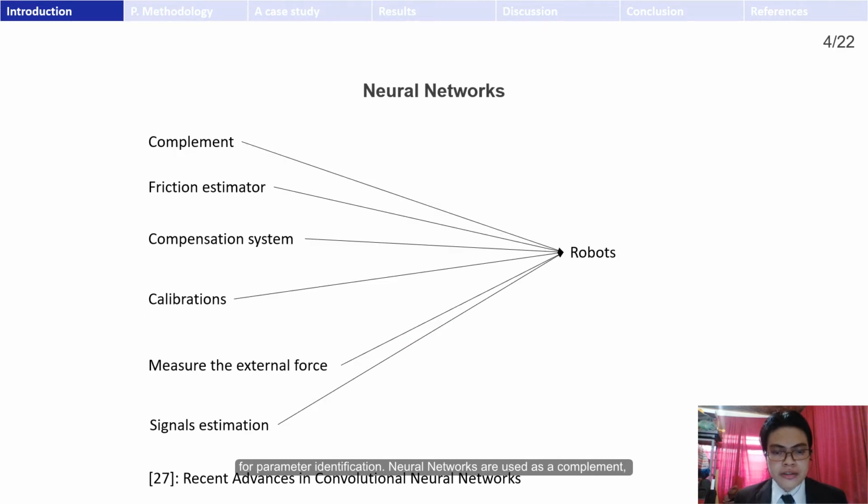Neural networks are used as a complement, friction estimator, and compensation system for robots. Other applications are calibration of robots with a deep neural network (DNN), to measure the external force, and for signal estimation. The proposed methodology of this paper has not been addressed yet. The survey 27 shows application of the CNN because of remarkable improvements.